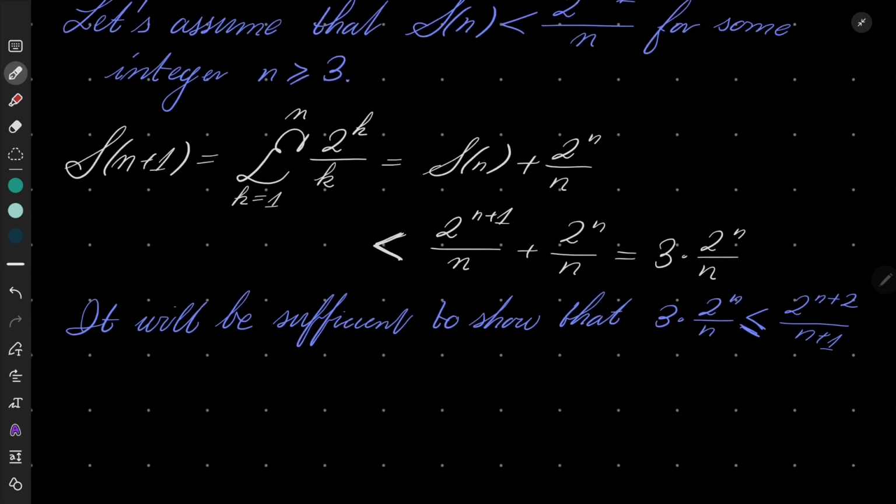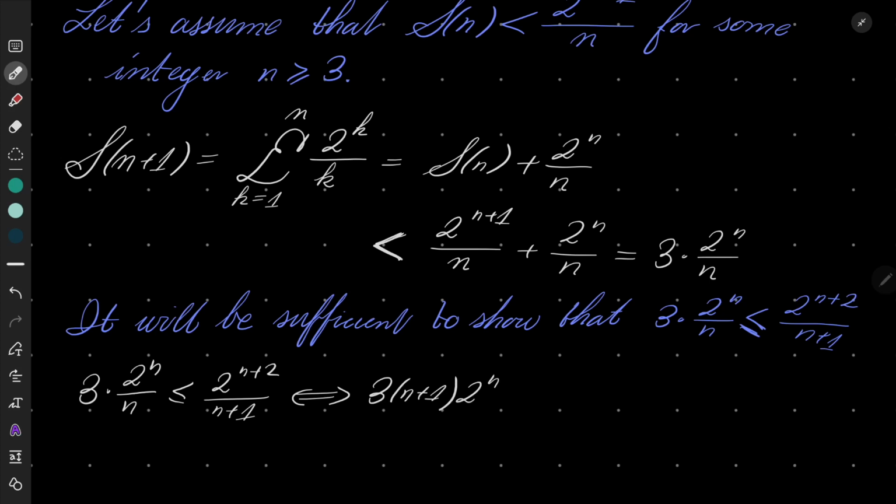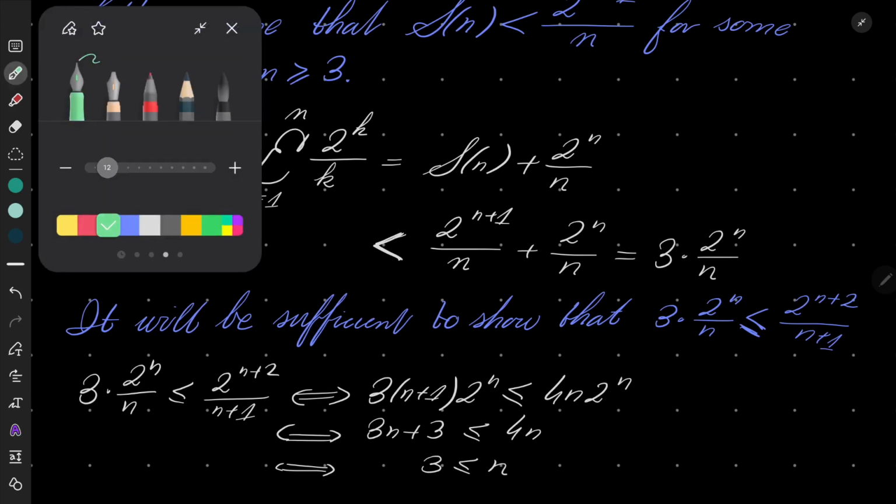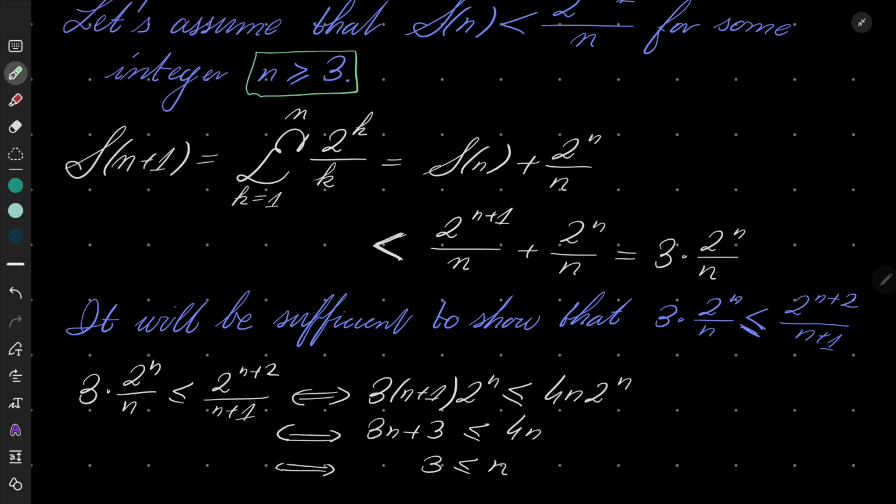Okay, and now is it true? Yes, it is, because this inequality is, in reality, equivalent to saying that 3 times (n plus 1) times 2 to the power of n is less than or equal to 4 times n times 2 to the power of n, and that in turn is equivalent to saying that 3n plus 3 is less than or equal to 4n, and that is equivalent to saying that 3 is less than or equal to n. And by the way, it's our assumption that n is greater than or equal to 3. That's because I have considered the first two cases separately. For this argument to work, we need n to be greater than or equal to 3. And it is.